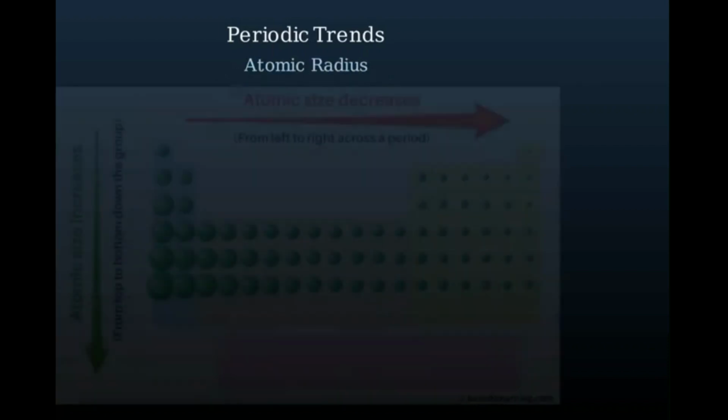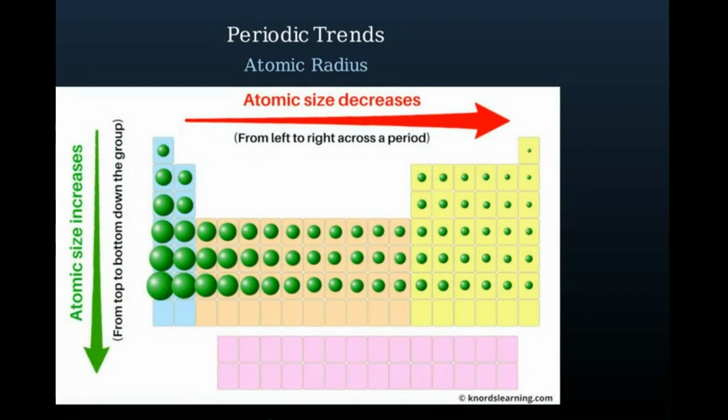Atomic radius refers to the size of an atom. As we move from left to right across a period, the atomic radius decreases. This is because each additional proton increases the nuclear charge, pulling electrons closer to the nucleus. As we move down a group, the atomic radius increases. This happens because each new energy level adds another shell of electrons further from the nucleus.